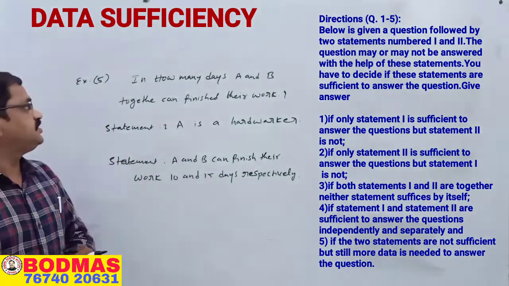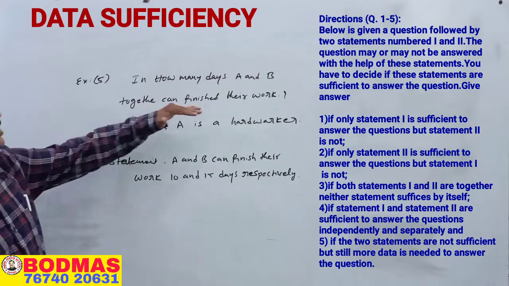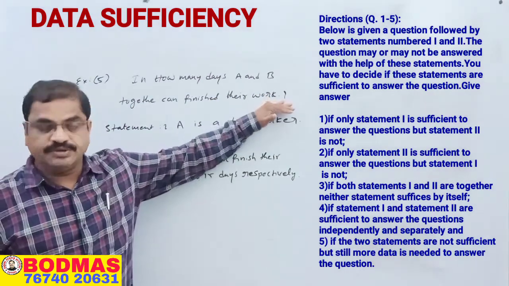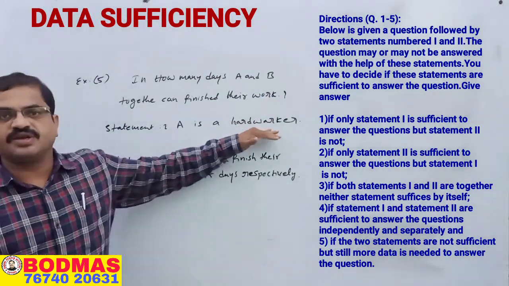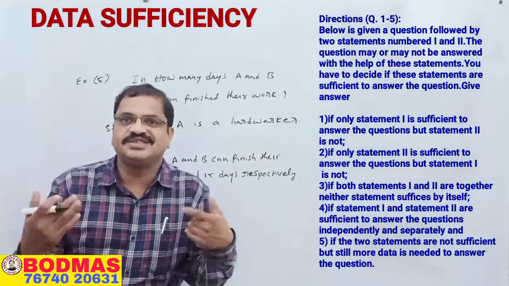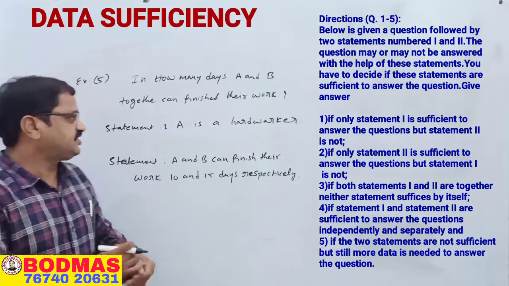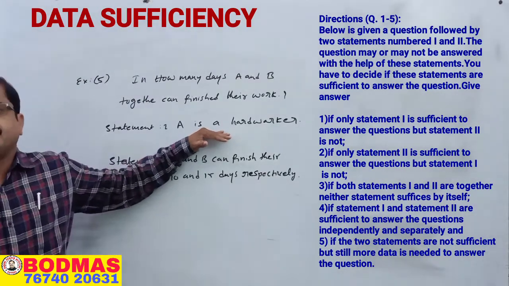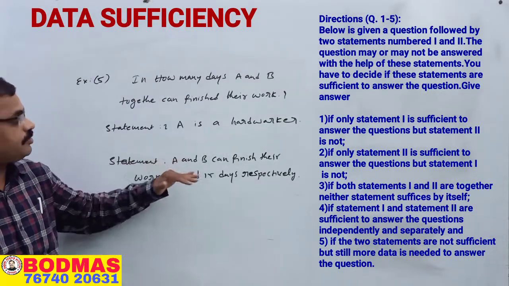So here you have to observe this. The question asks in how many days A and B together can finish. First statement: A is a hard worker. Hard worker or not is not a criterion. The question asks in how many days they can finish. So the first statement may not help us answer. Now come to the second statement.